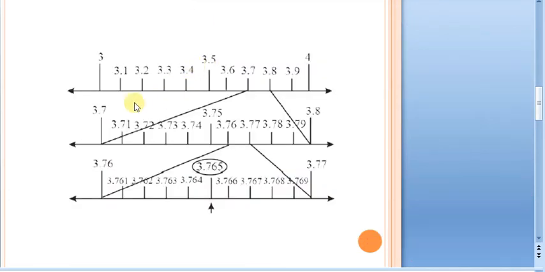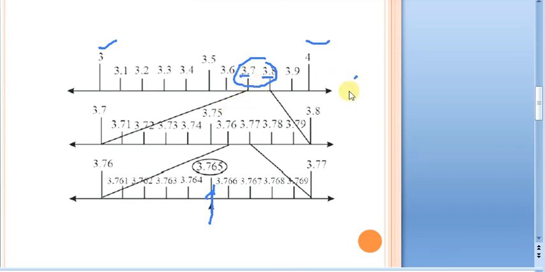This is actually how it will look when you represent it. So we have taken 3, 4, then we have zoomed in, we have 3.7 and 3.8, then we have zoomed in again and got our 3.76 and 3.77. So here is 3.765. Basically at every stage we have to look between which numbers the given number is going to lie.